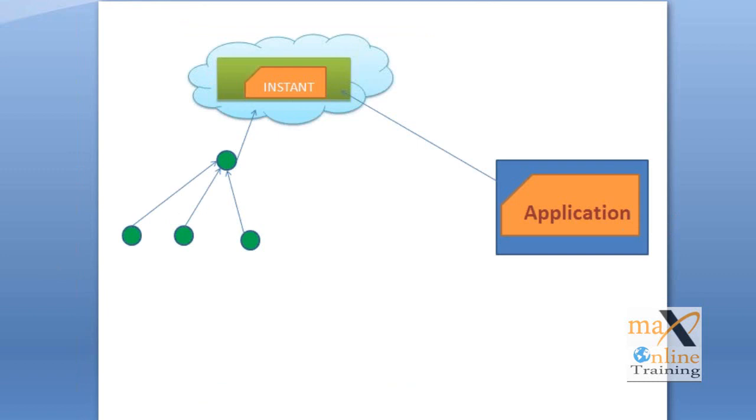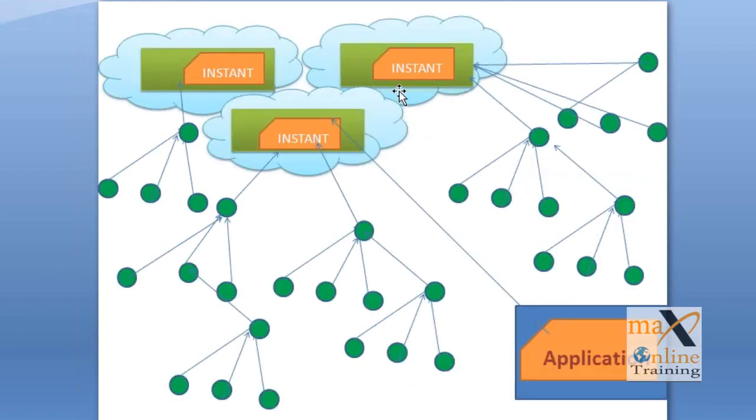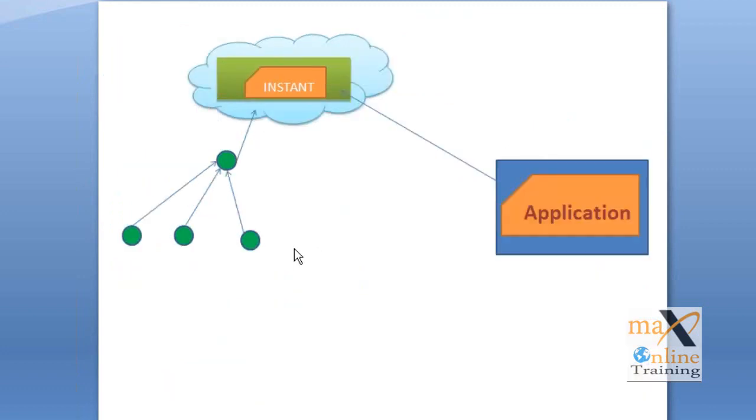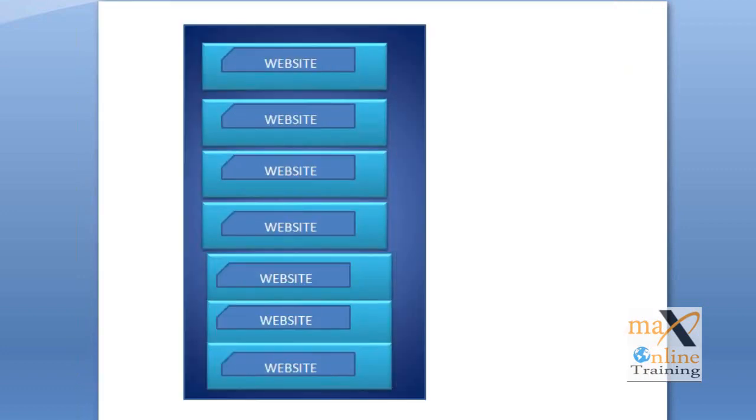When the number of users increases, one more instance will be started, as I showed on the screen. When the number of users decreases, the instance will be stopped automatically. But this type of scalability is not available in the existing system.